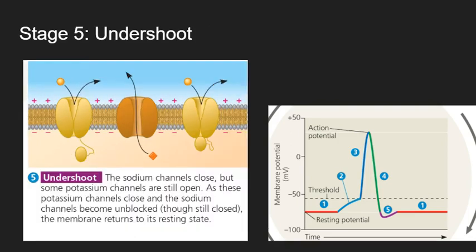In stage 5, there is a slight undershoot where the membrane potential goes below the resting potential. That occurs due to the excessive amount of potassium ions leaving the cell. That undershoot will allow the sodium channels to be no longer blocked, and they are ready now to receive a new message from the dendrites and open up once again.